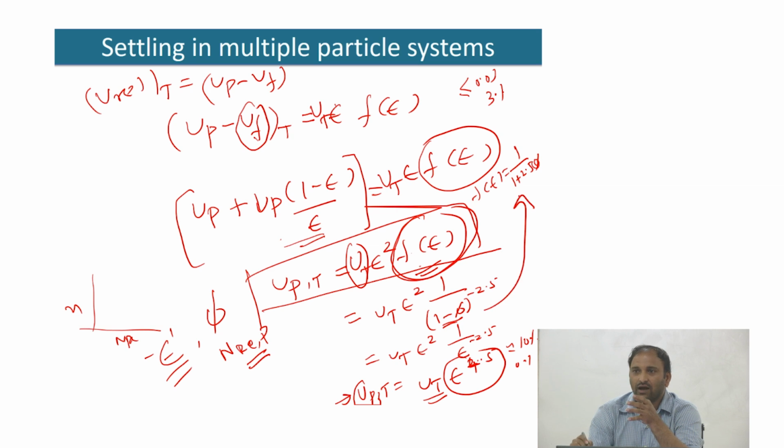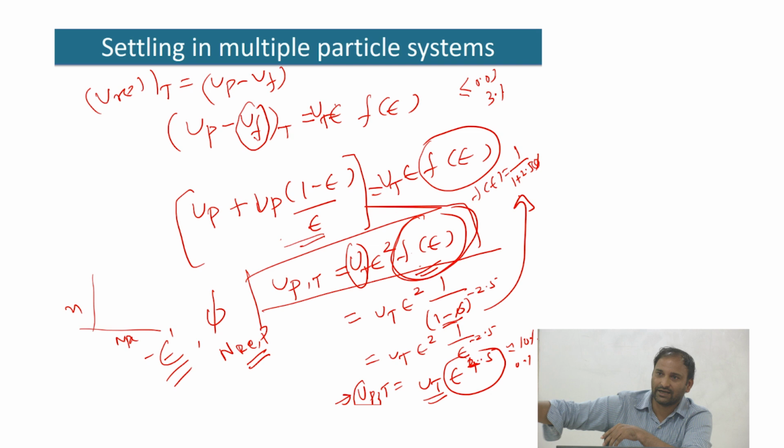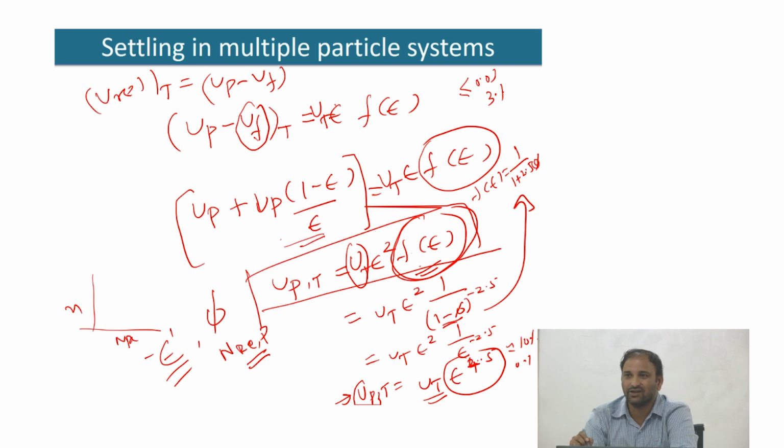If I take this and expand it into higher order terms, and neglect the higher order terms, basically I recover this. So the f of epsilon that you choose depends on the kind of concentration that you're working with, so you would have to choose appropriate values of f of epsilon.